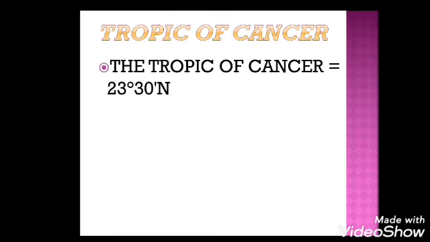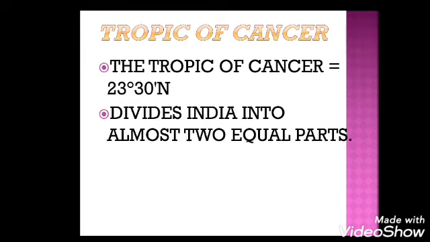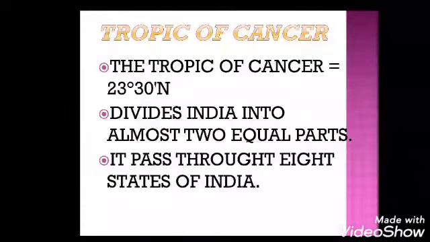Now coming to the Tropic of Cancer. The Tropic of Cancer, which is also referred to as the Northern Tropic, is the most northerly circle of latitude on Earth at which the sun can be directly overhead. The Tropic of Cancer is located at 23 degree 30 minutes north. It divides India into almost 2 equal parts, and it passes through 8 states of India.